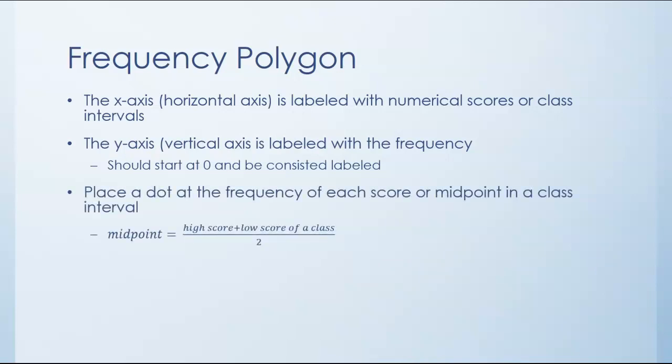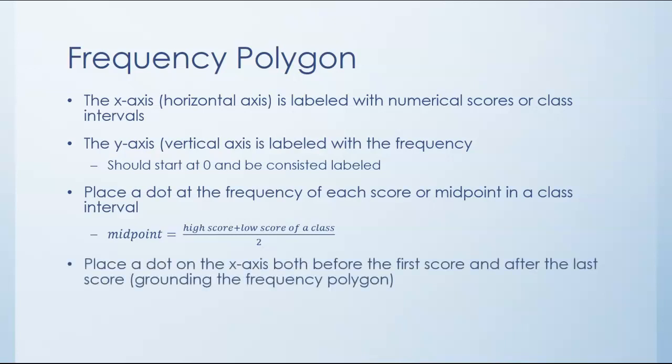The difference is we're going to place a dot at the frequency of each score, for scores where we have just a plain number. But if we're working with a class, like our phone calls, we would need to do it at the midpoint, which is the high plus the low score of a class divided by 2. I will show you how that looks when we do our second example. And then we're going to place a dot before the first score and after the last score. This is called grounding the frequency polygon, so that will be grounded at 0.